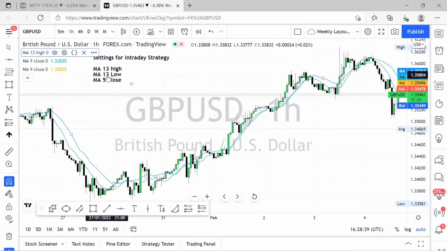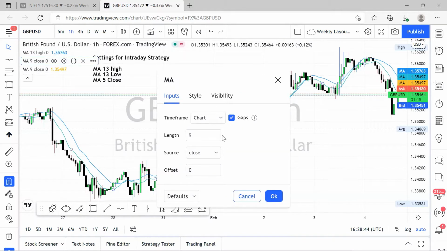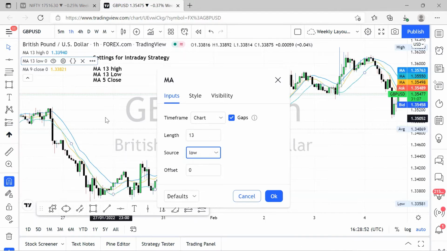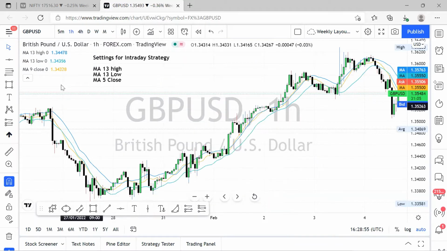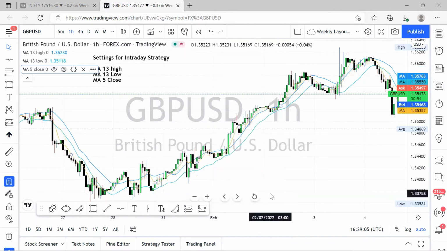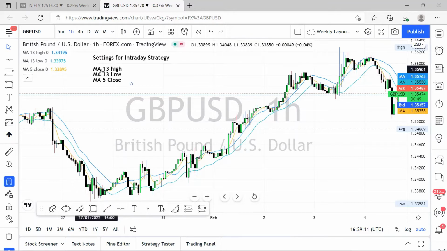Now go to the second moving average. Again, 13, but this time the low. And the last average, we're going to change to the moving average 5. All right, so as you can see, the settings for the intraday strategy are moving average 13 high, moving average 13 low, and the moving average 5 for the close.